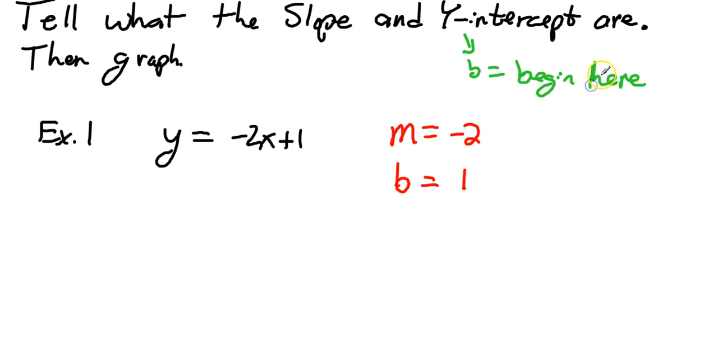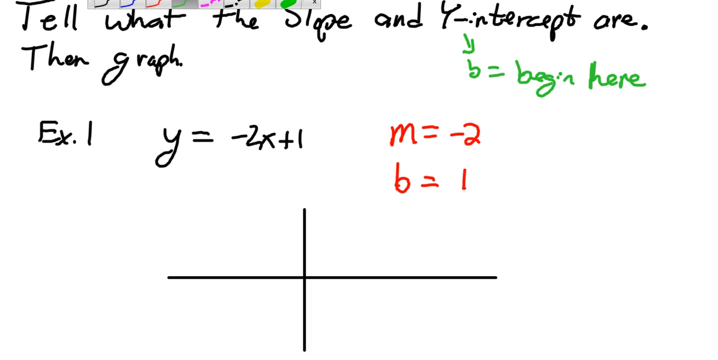So I always like for something to actually make sense, why they called something what it was. So the b is "begin here" on the y-axis. The m tells you how to move to get to the next point. Okay, and so, quick sketch on these. So we're starting at 1. That's right there.